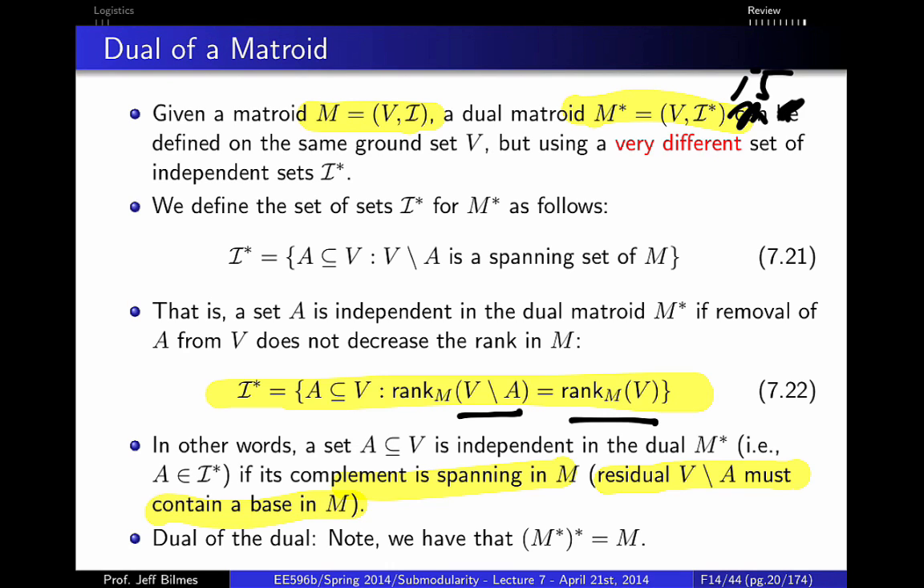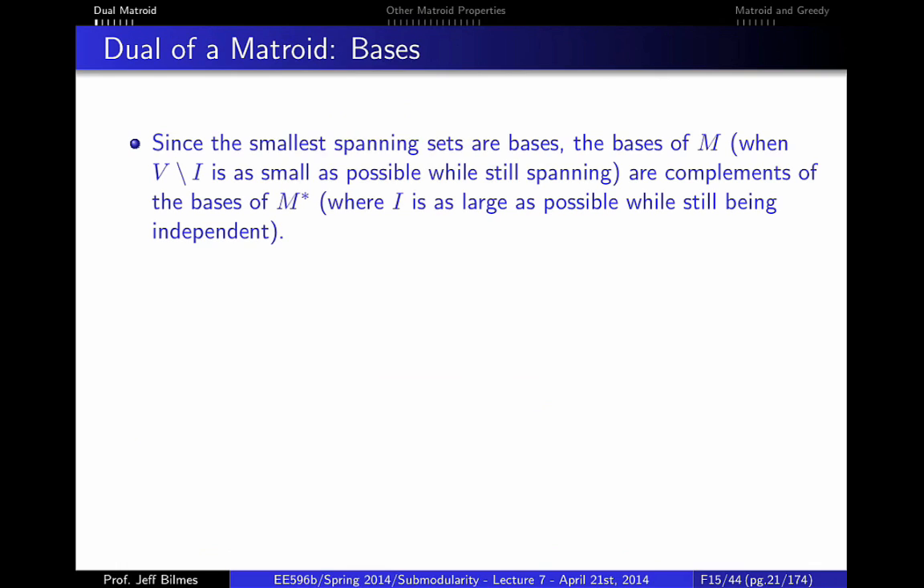Now, just from the definition, we note that if M star is the dual of the matroid M, then M star star, the dual of the dual, just gets back to M. Okay. So this gives us some interesting things. Let's look at this for a minute. In general, when you have a matroid, the smallest spanning sets are bases. As soon as you take any element away from a base, you're no longer spanning.